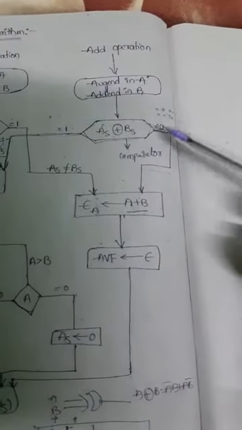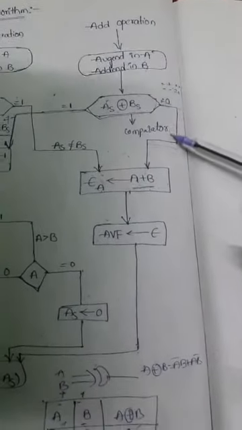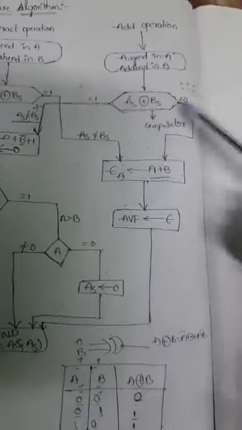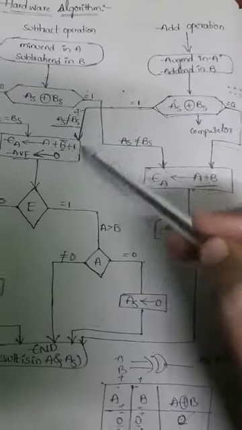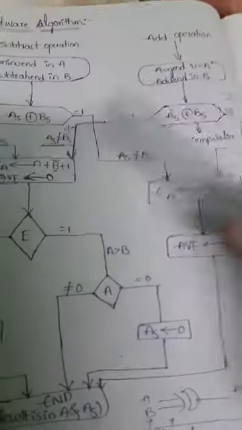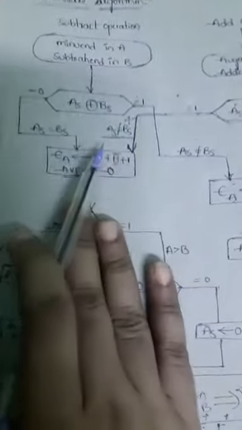Okay, so this is the complete addition operation. If both the signs are the same, we get the result A plus B. If the signs are different, the output will be a subtraction in the addition operation. Now let us discuss the subtraction operation.